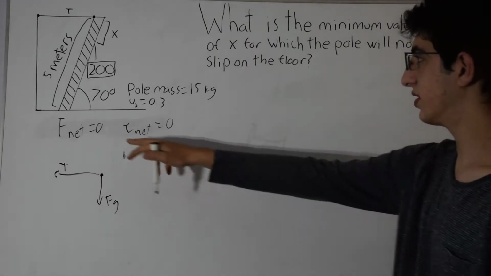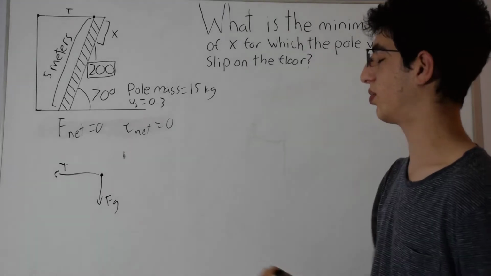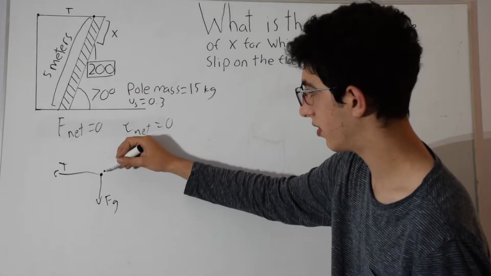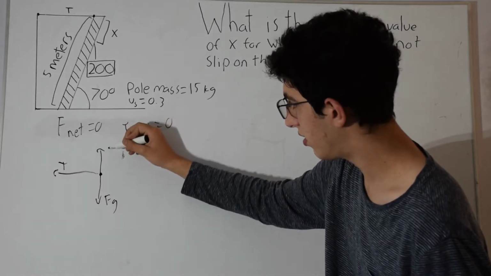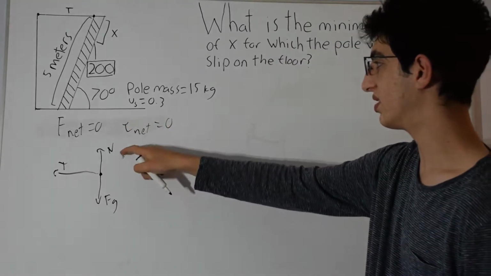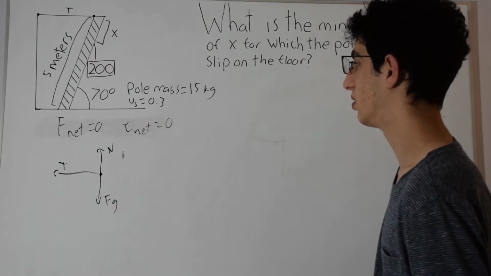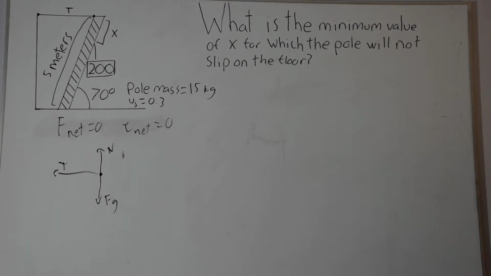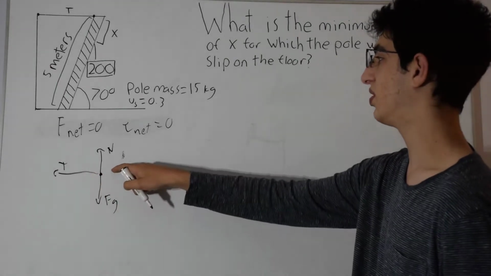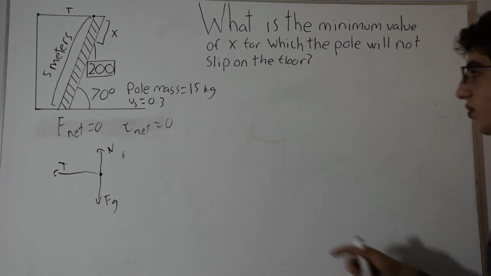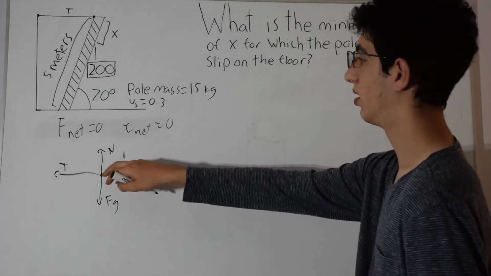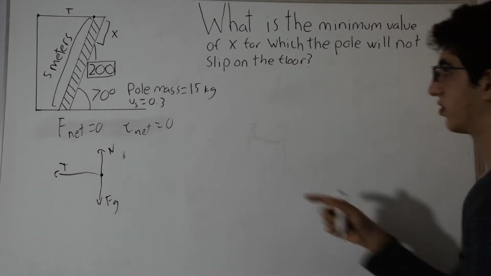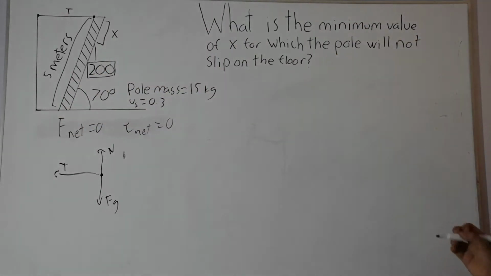So because the net force is 0, there must be some force upwards. And that's going to be the normal force from the ground. And notice that this normal force must have the same magnitude as the force of gravity, because otherwise the pole would move in the upwards direction. And similarly for tension, there must be some force going to the right that causes the net force to be 0. And that's going to be the force of friction. No other force can be to the right here.